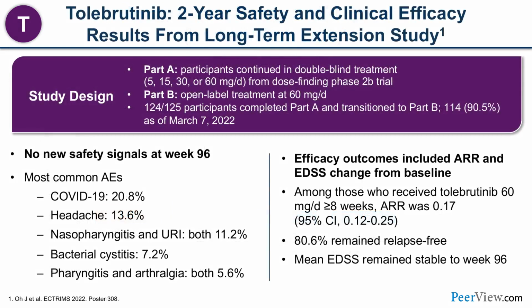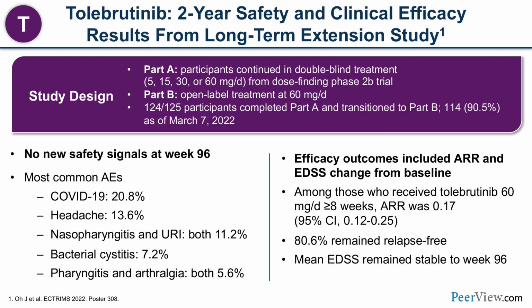And then recently, 2-year safety and efficacy data have been reported for Tolebrutinib. And reassuringly, there were no new safety signals in the phase 2 clinical trial at week 96. Here is a list of the most common adverse events. By far, the most common AE was COVID-19, headache, nasopharyngitis, bacterial cystitis, and pharyngitis. And again, these are not surprising, similar to what we see with many compounds in MS.